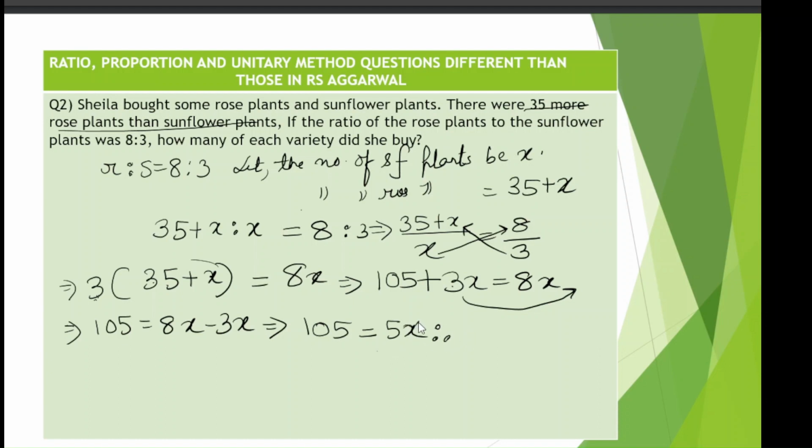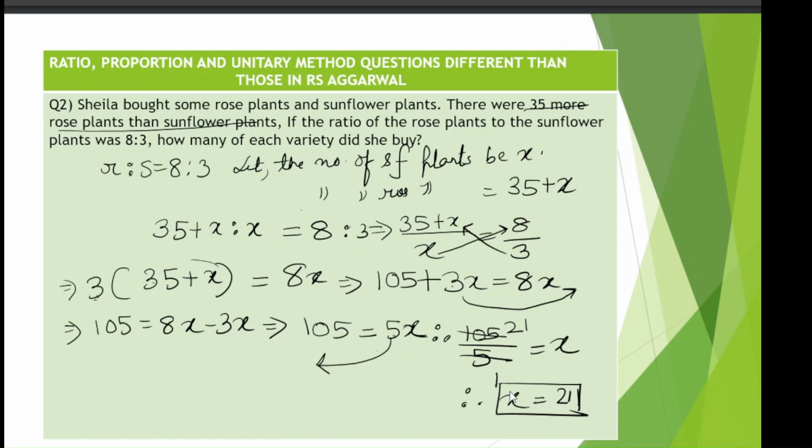If I have to find the value of x, I have to send this to the other side. So here it is multiplied. If 5 is multiplied, so if it goes this side, what will it become? It will get divided. 105 by 5 equal to x. So 5 ones are 5, 5 twos are 10, and 5 ones are 5. Therefore, x value will be equal to 21.